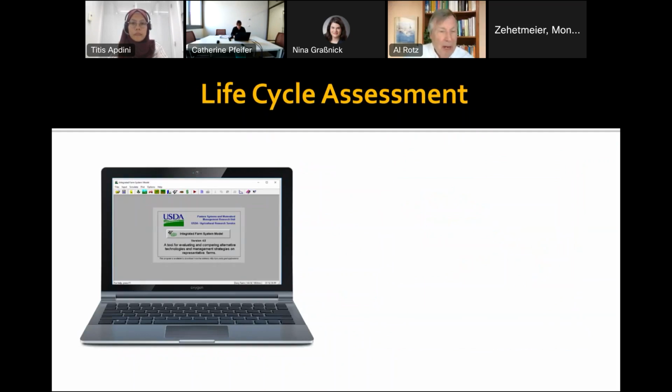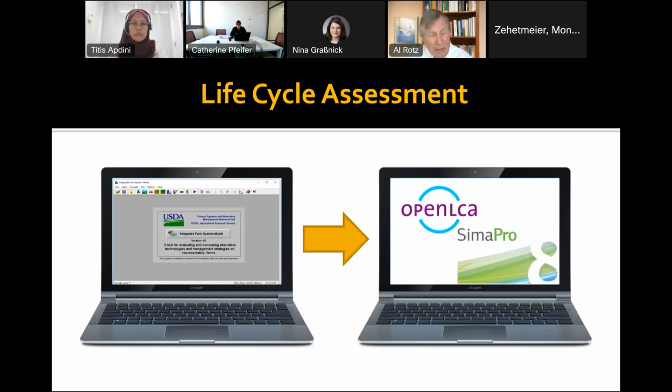So we're using the model to look at farms, and we can do what we call a farm gate life cycle assessment, looking at all the impacts up to the point where the milk leaves the farm. And then we're also doing some further simulations where we feed the output of the farm model into more standard life cycle assessment software such as SimaPro and OpenLCA, where we can do a more comprehensive life cycle assessment, as was indicated and described in the previous presentation.